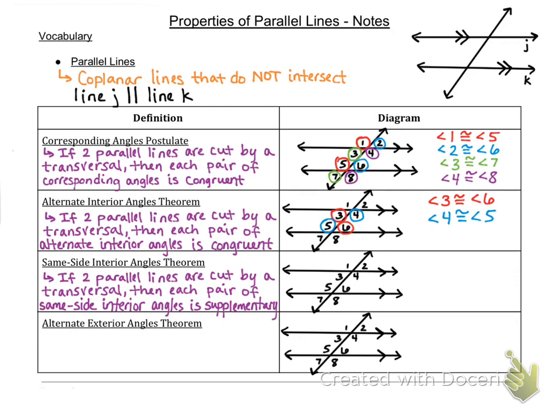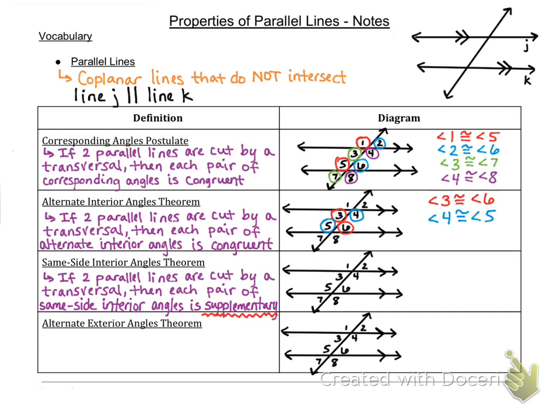Next is same side interior angles theorem. This states that if two parallel lines are cut by a transversal, then each pair of same side interior angles is supplementary this time. So this one is different from the other ones. Remember, supplementary means that those two angles add up to be 180 degrees.